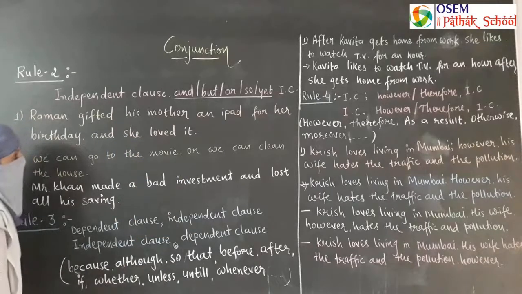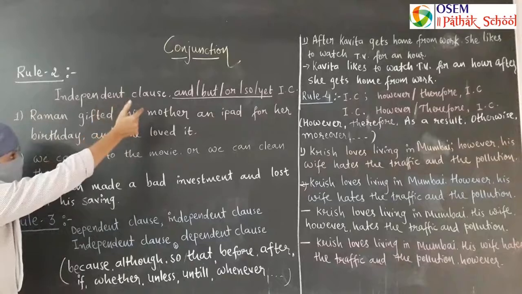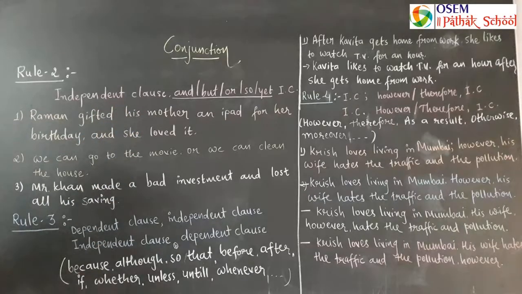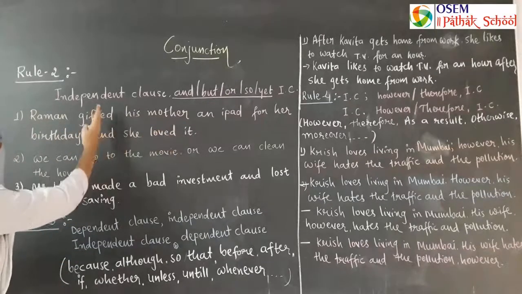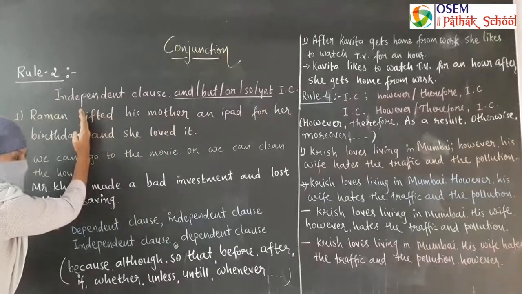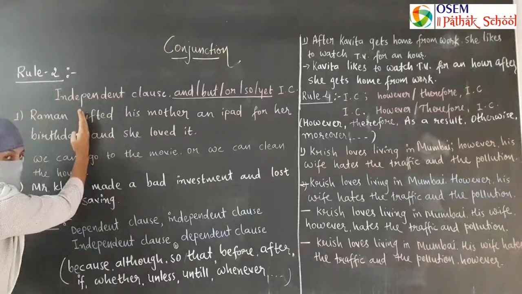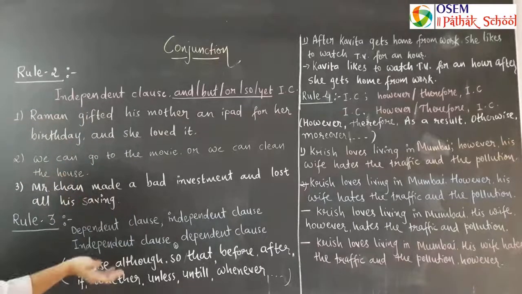See students, here, what is an independent clause? You may have a question. Whenever a sentence has a subject and verb and creates a complete sentence, it is called a clause. But here it is an independent clause. That means it has no need for another sentence. See, Ramon gifted his mother an iPad for her birthday. You can say this, and she loved it.